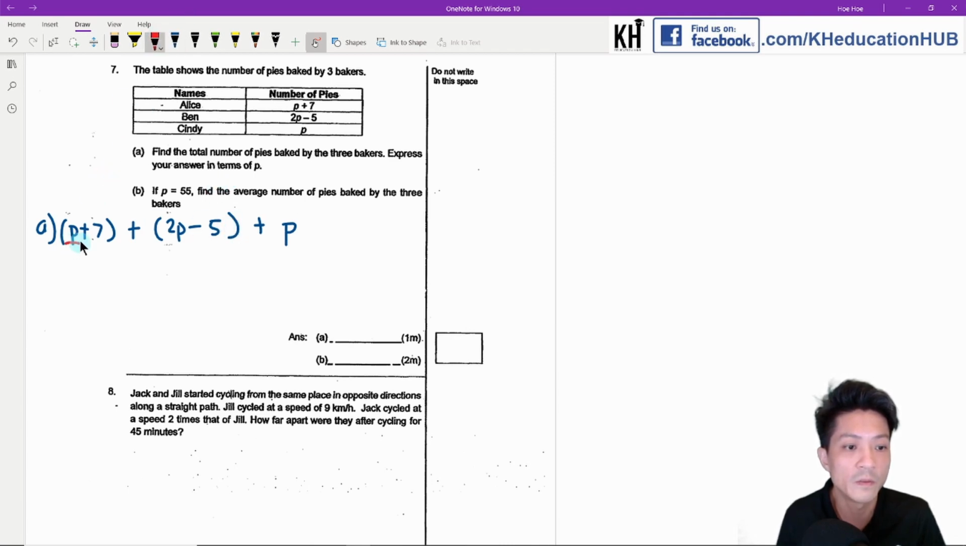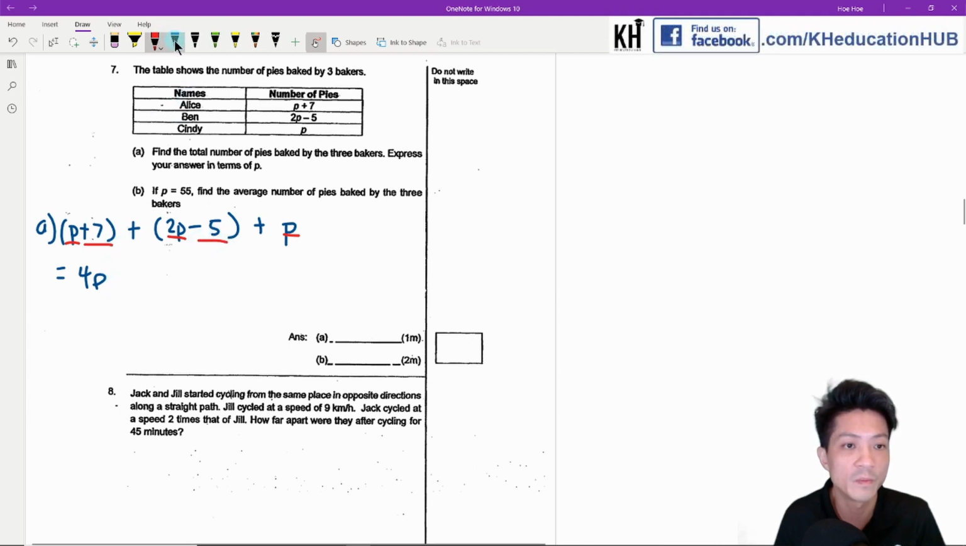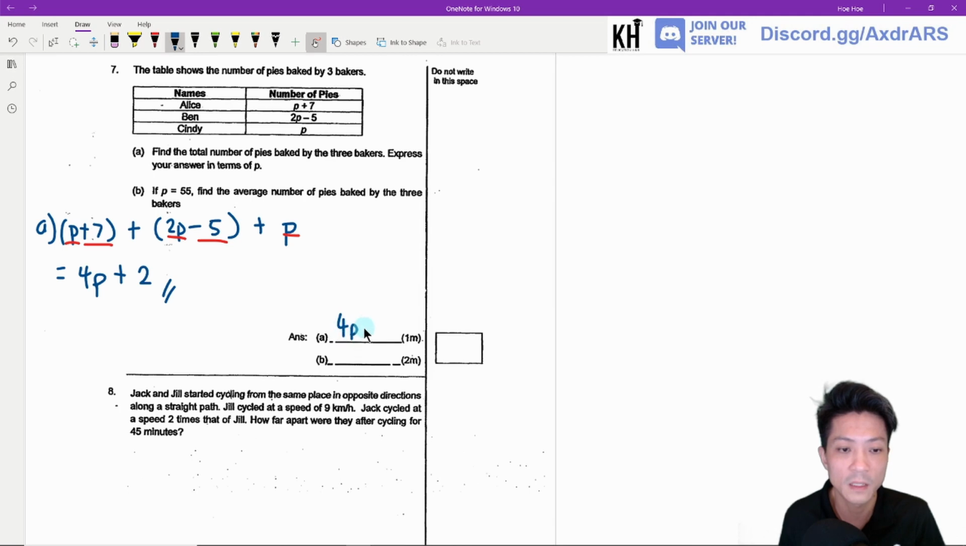Okay, so let's add up the P first. So P, 2P and P will give me 4P. And as for the numbers, it will be 7 minus 5, which will give me a plus 2. Okay, this will be the answer for part A.